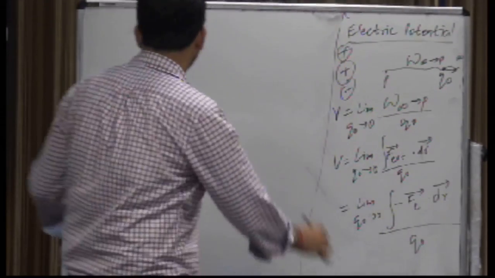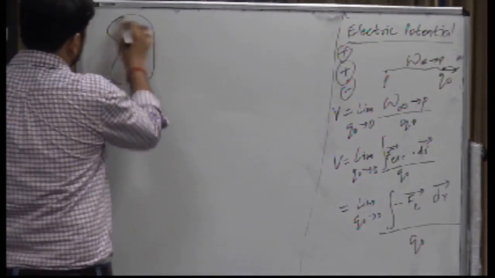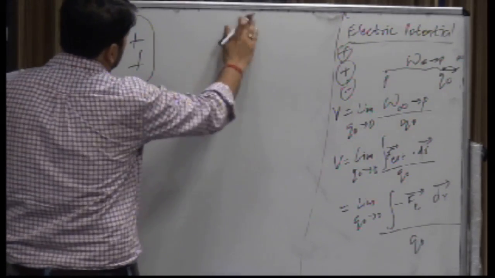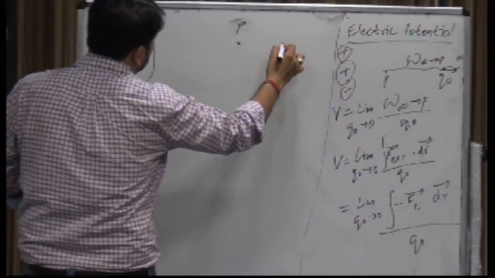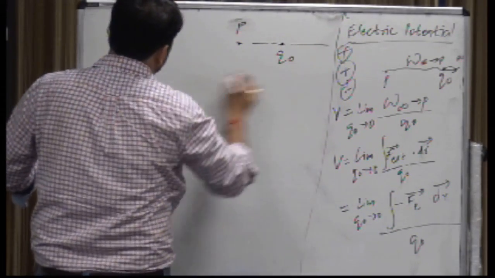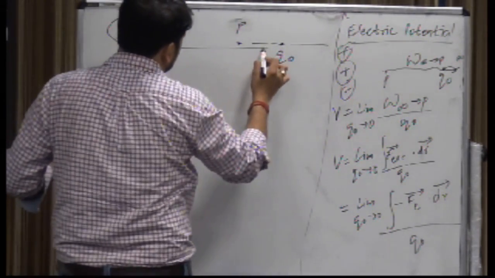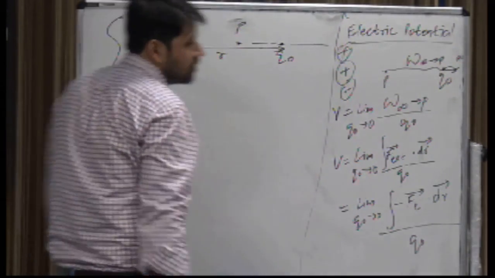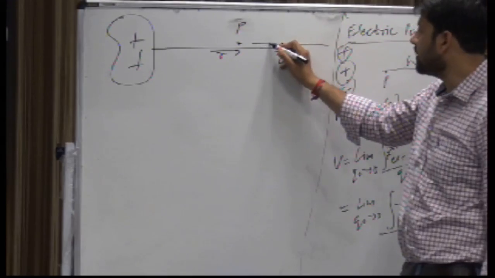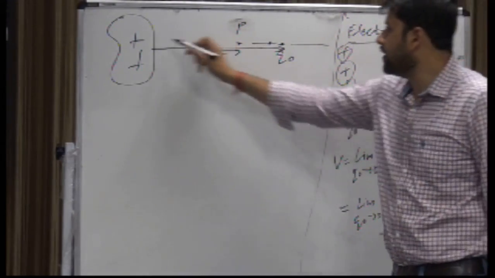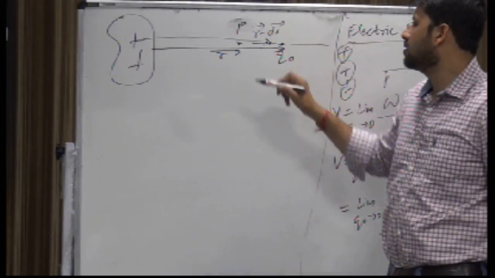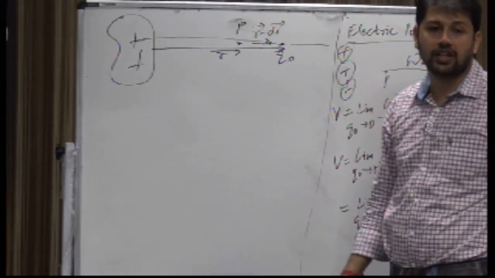Actually देखो, let's say the charge distribution is like this. You are bringing the charge to point P. This is point Q naught. So if now the position vector is R vector, after some time it would be reduced. It would be R minus dr vector. So you need to take care of the sign.